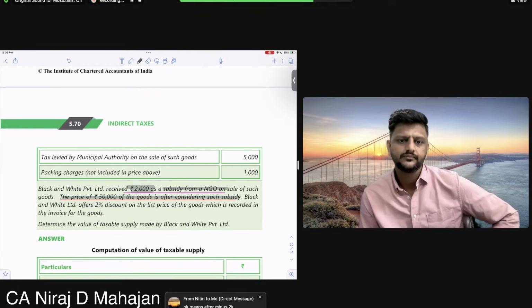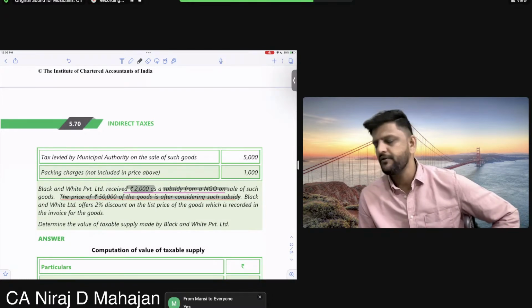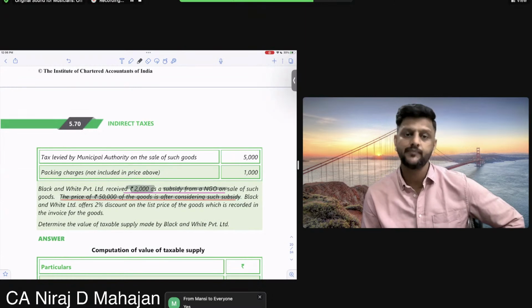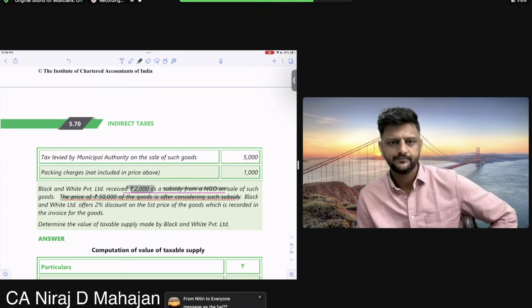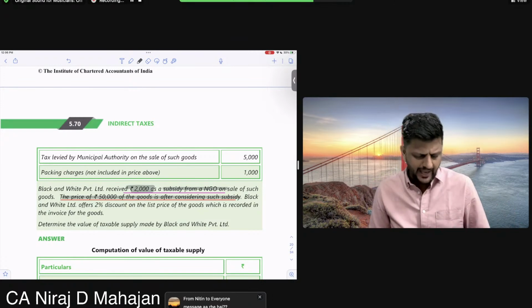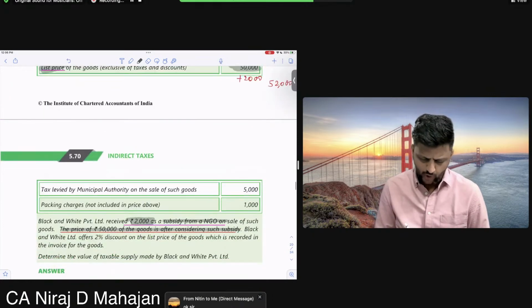Understood? All of you. They are giving you price 50,000 after subsidy. But we know we cannot reduce subsidy because it is from NGO, not from government. Therefore, you have to add back. Yes? Black and White Limited offers 2% discount on the list price.